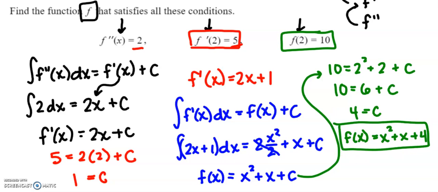Now you can check this a variety of ways. If I take the derivative, I get f prime is 2x plus 1, and the second derivative is 2. If I plug in 2, 2 squared is 4, plus 2 is 6, plus 4 is 10, so that meets that condition. And I know that I found my specific family member because I'm locked in to going through these specific points.